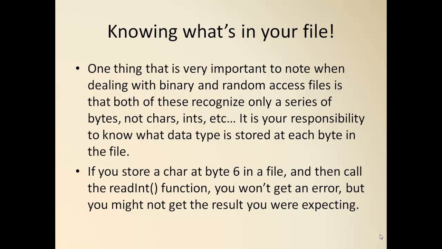Before we move on to the second part of the example, I'd like to discuss an important detail that you should keep in mind when working with random access files. Random access files only recognize a series of bytes and do not differentiate between integers, characters, etc. Because of this, you should always remember that it is your responsibility to know what data type is stored in each byte of your file. For instance, if you store a character at byte 6 in a file and then call the readInt function, you won't get an error, but you might not get the results you expected.